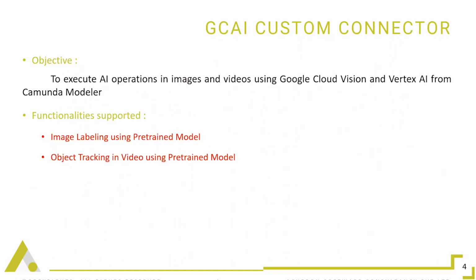Moving over, let's see the functionalities that are supported by the GCAI connector. Number one is image labeling using a pre-trained model from Google Cloud AI, and the second one is object tracking in a video using a pre-trained model in Google Cloud AI. Let's see the demonstration of these one by one. For that, let me open the Camunda modeler.